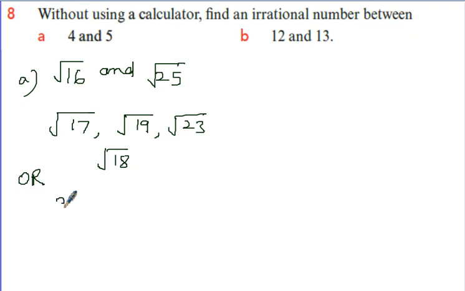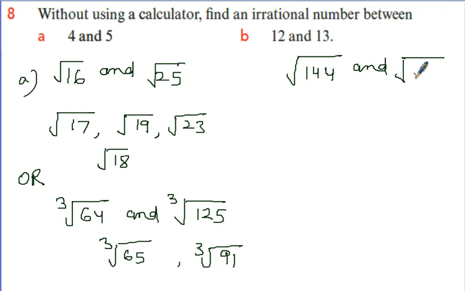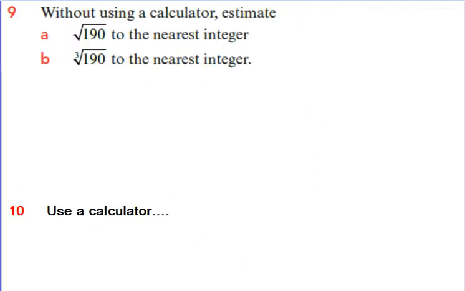Or you can take cube also. Like you can write it is between cube root of 64 and cube root of 125. Now you can write any cube. You can write 65, you can write 91, any cube you can write. Followed? Here again you can write square root between 144 and 169. I hope you are following me. So you can write any number, so you can write 149 or 161, any number between these two. So the square root of any integer between 144 and 169. I hope you followed it. Let me go a little fast because we are finishing the exercise.